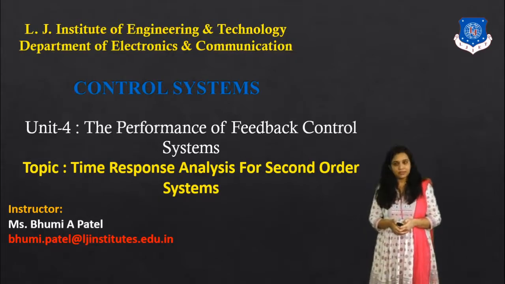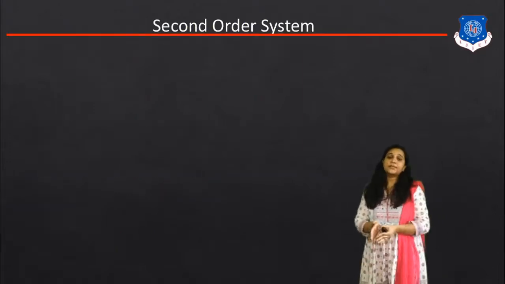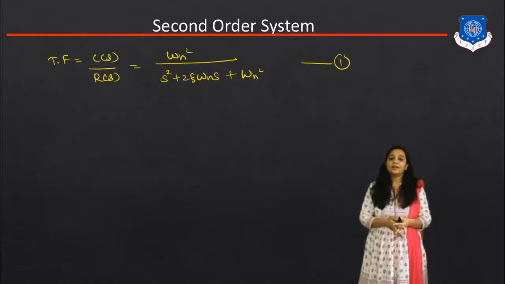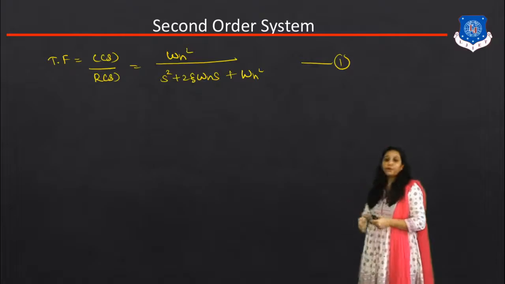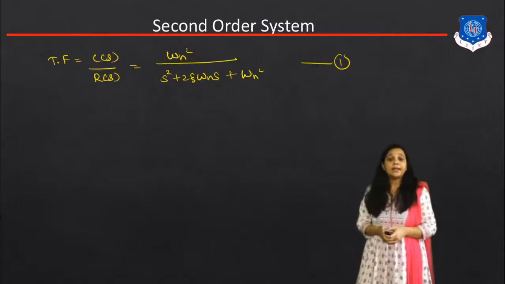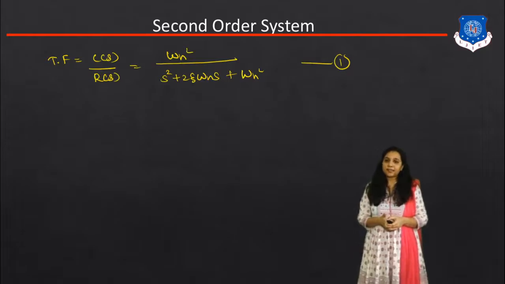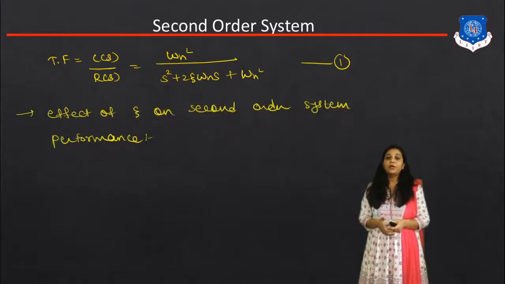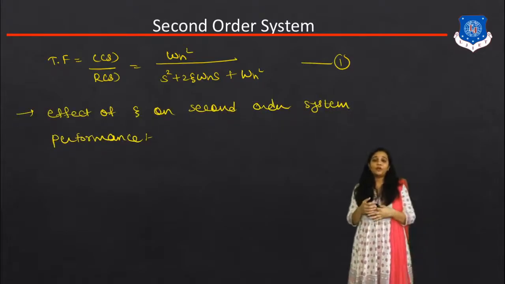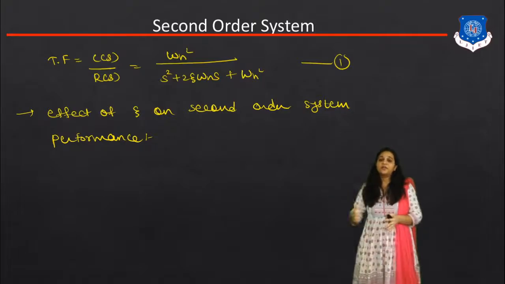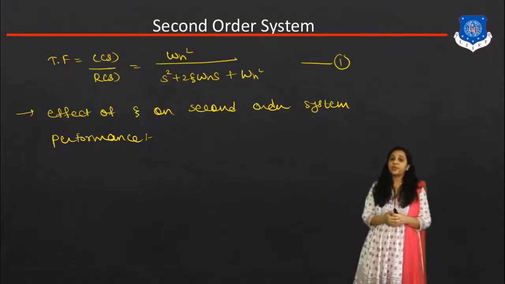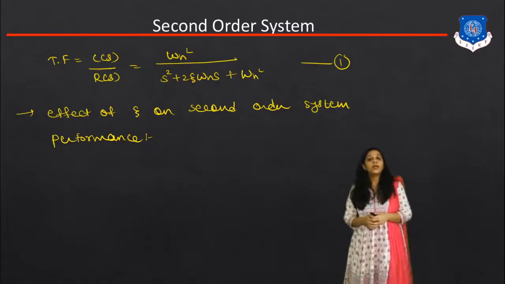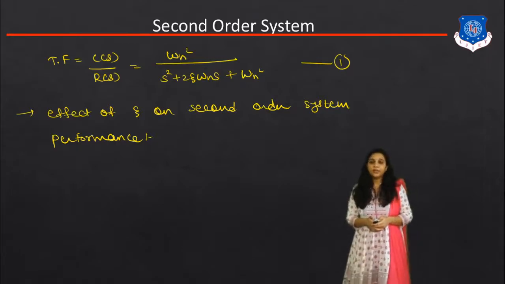First of all, we know the transfer function of the second order system. The transfer function is nothing but the ratio of output upon input, C(s) upon R(s), which is equal to omega n square upon s square plus 2 zeta omega n s plus omega n square. Now we put different values of zeta in this transfer function and find the actual response of the system. Here zeta is the damping ratio of the system and omega n is the natural frequency of the system.